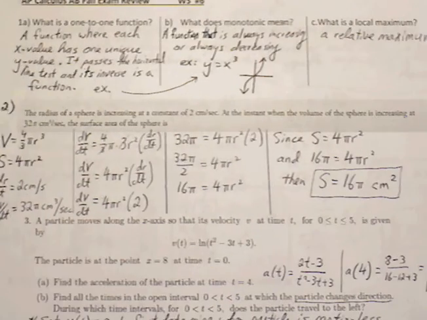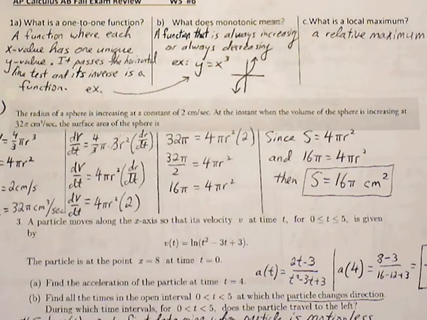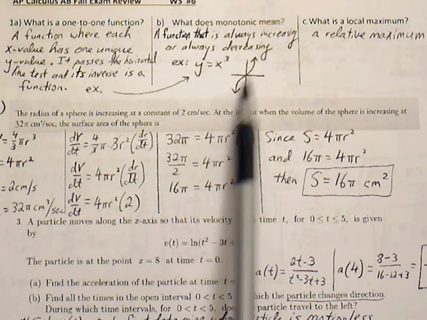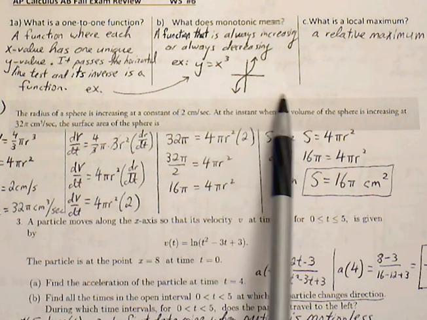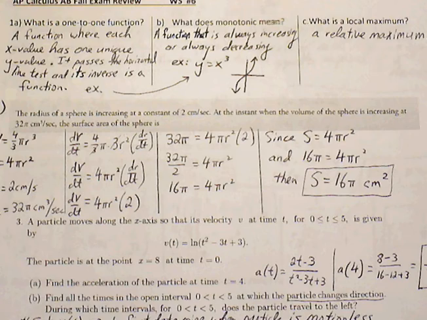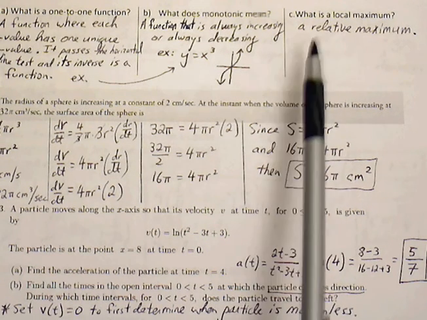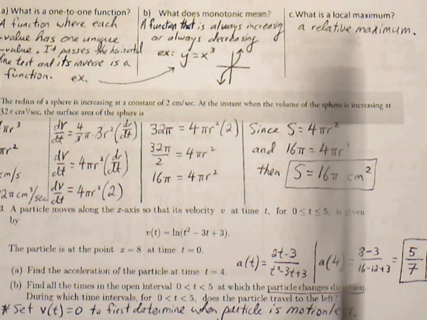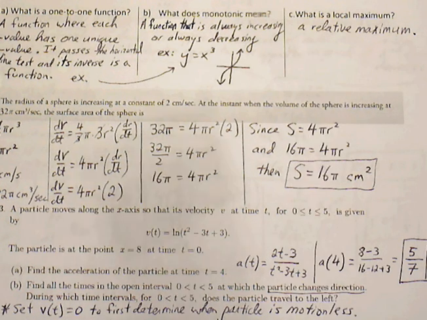Okay, what does monotonic mean? So it's just a function that's always increasing or always decreasing, again, like x cubed, or negative x cubed. Okay. What is local maximum? So that's just another way of saying relative maximum. Or local minimum or local extrema, same thing as relative.